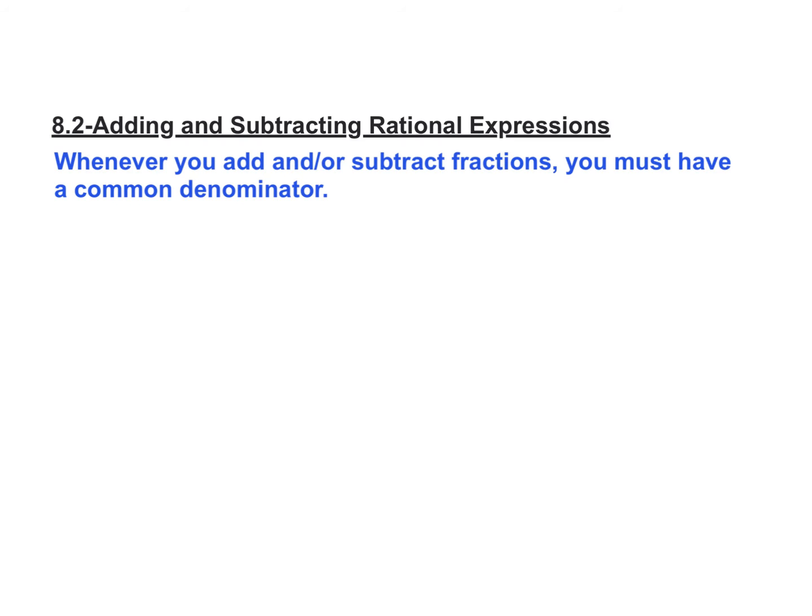So again, first thing, whenever you add or subtract fractions, you have to have a common denominator. You don't for multiplying and dividing, so that one's kind of nice. But for adding and subtracting, you have to have a common denominator. And the bulk of this process, figuring out what a sum or a difference of rational expressions is, comes down to finding the least common denominator correctly. Okay, so that's the first part.